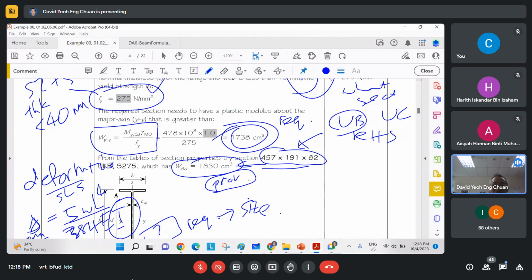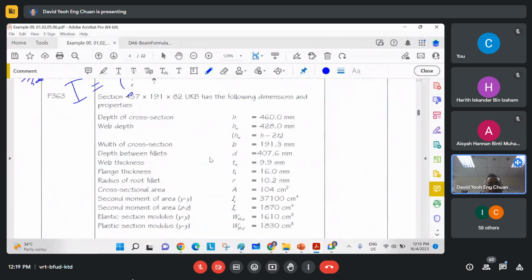Now we need to check. What do we need to check? We need to check everything. We need to check shear, bending, and then deflection. But before all this, we need to confirm the class. So it's got to be class 1. So we do the section classification.